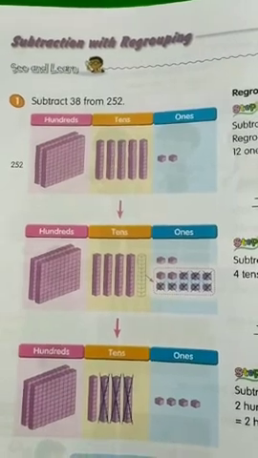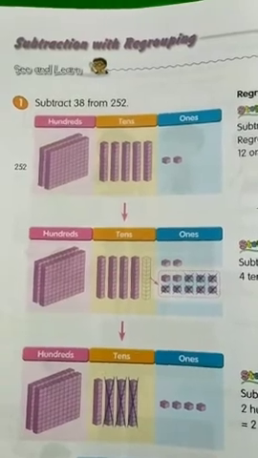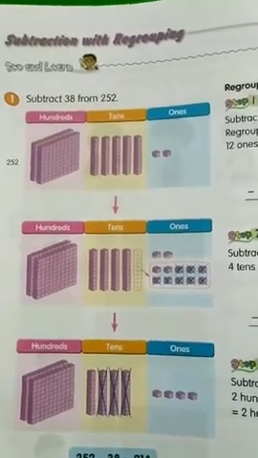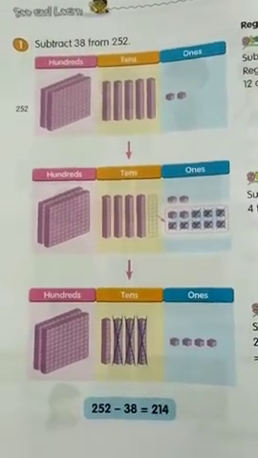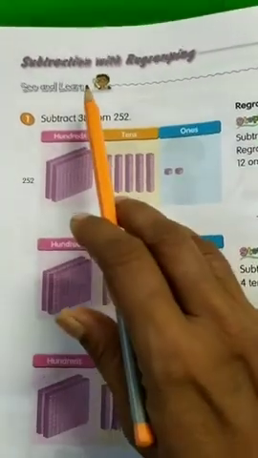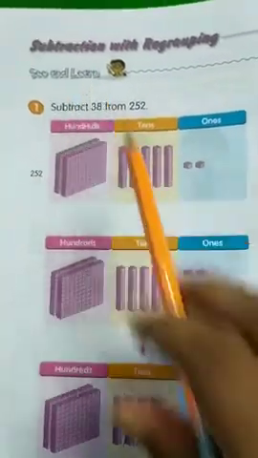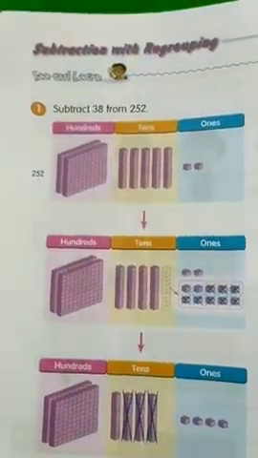Hello children, in the last video we finished till page number 35. Now we are going to study on page number 36, that is subtraction with regrouping. See and learn. We are going to see and learn.